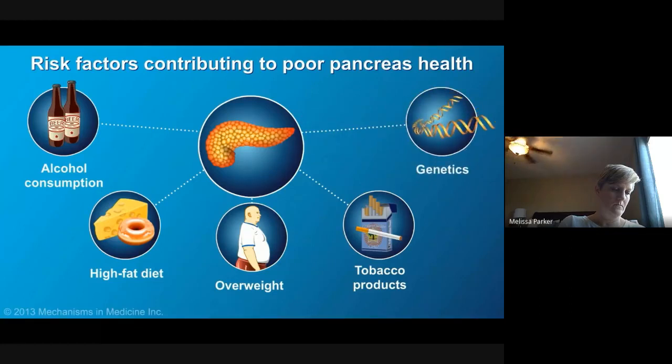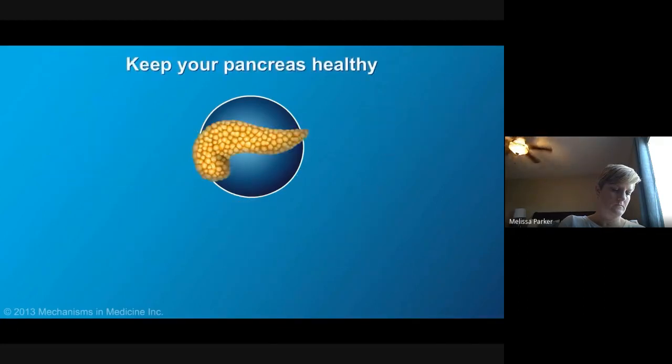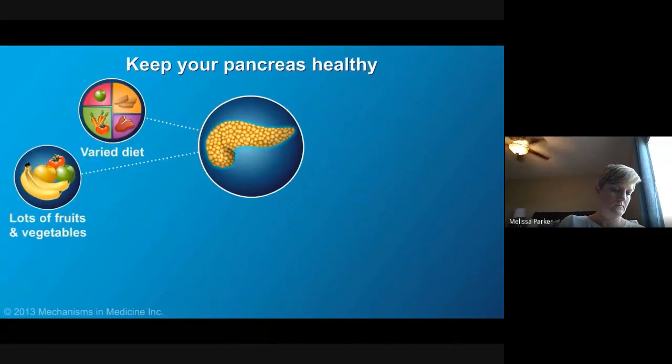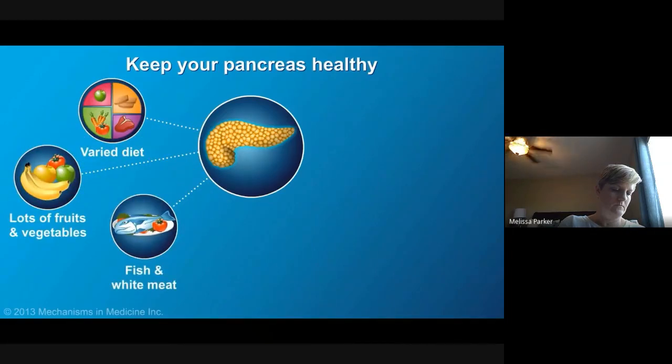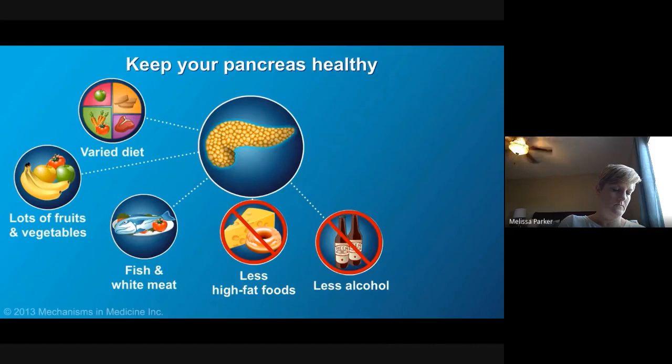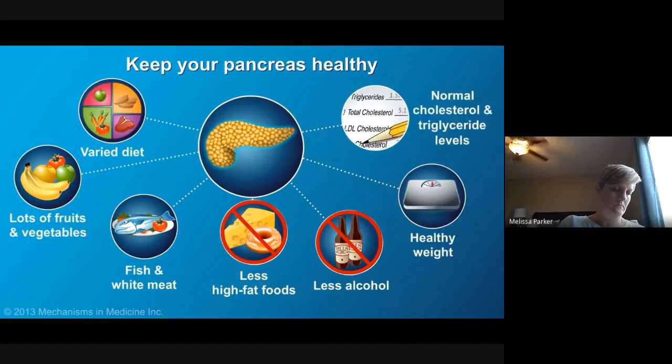There are also some genetic conditions that affect the pancreas, notably cystic fibrosis. To help keep your pancreas healthy, eat a varied diet that is rich in fruits and vegetables. Include fish and white meats as favored sources of protein. Limit high-fat foods and alcohol to special occasions. Maintain a healthy weight, and watch your cholesterol and triglyceride levels.